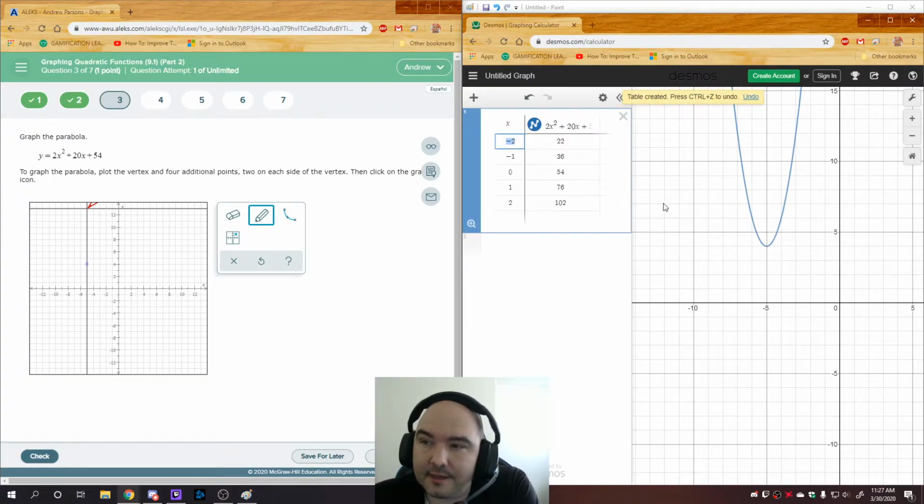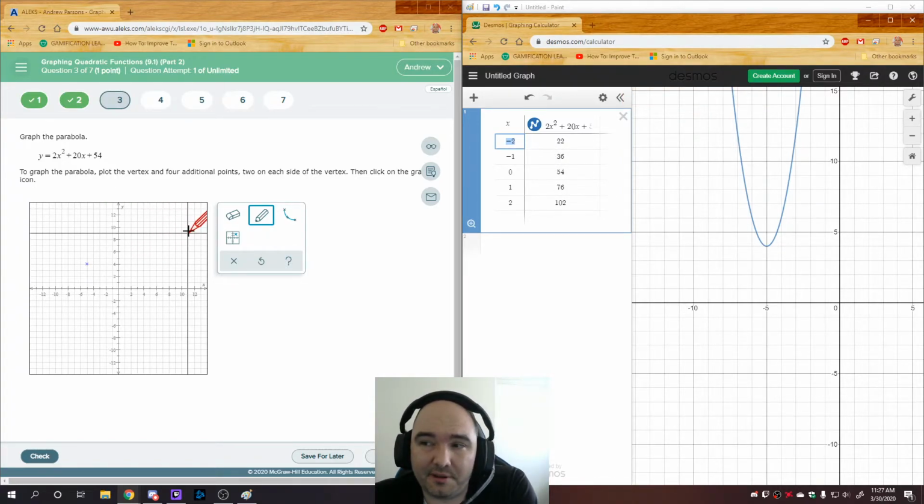Now, I said this last time too. The table spits out some values, right? But these values, 22, 36, 50, those are way too big to be graphed on Desmos.